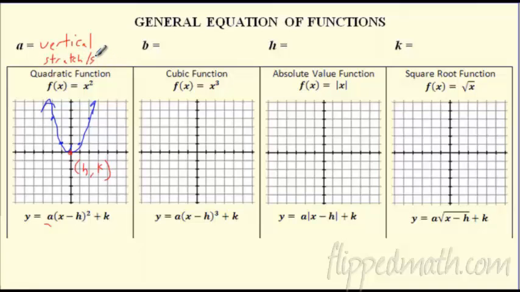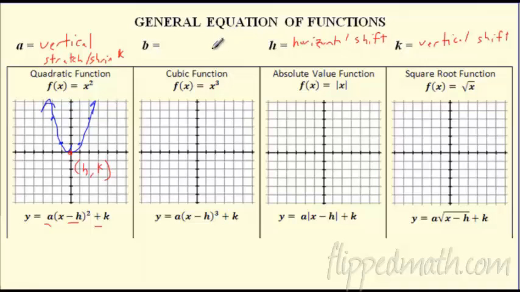So that's out front. What does the b cause? Well, I don't even see a b, so let's hold off on that. What does h cause? This is going to be a horizontal shift. I don't know, it's going to go left or right. And then what is this going to cause out here? This is my vertical shift. So up or down. So that's what each piece does.